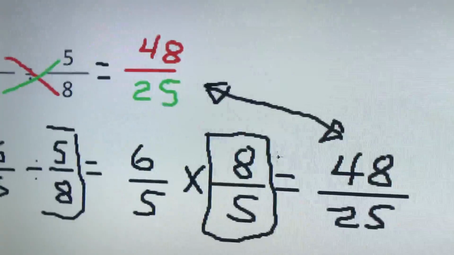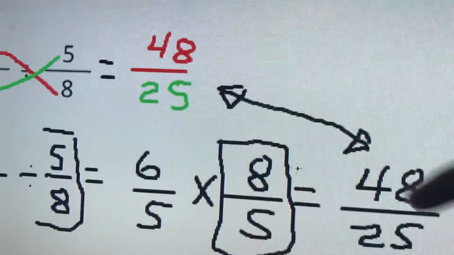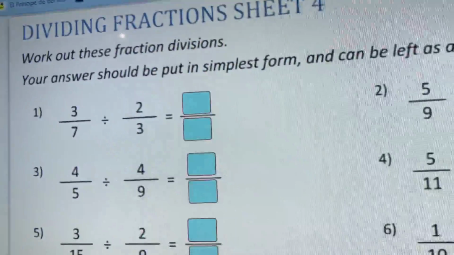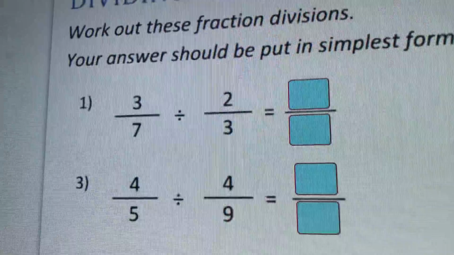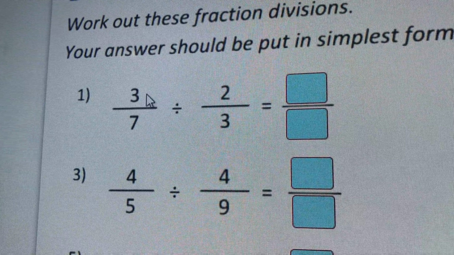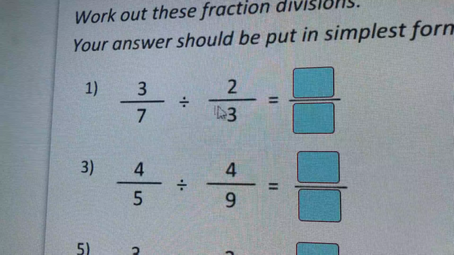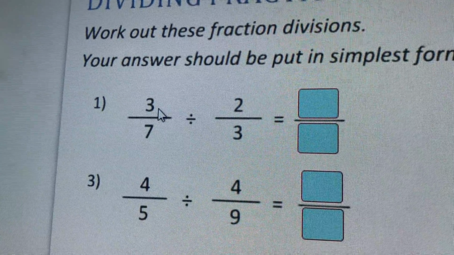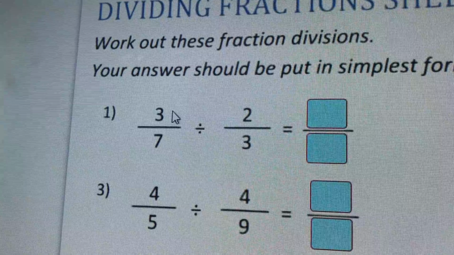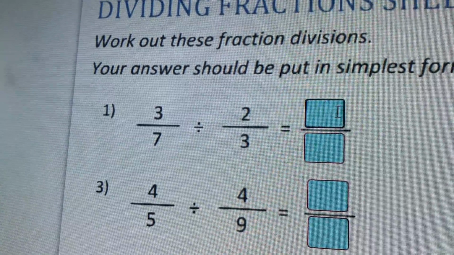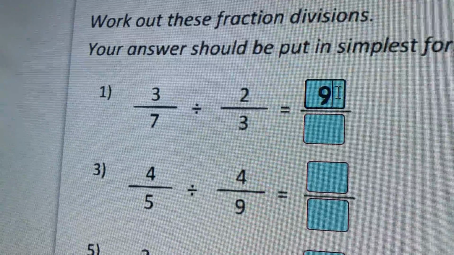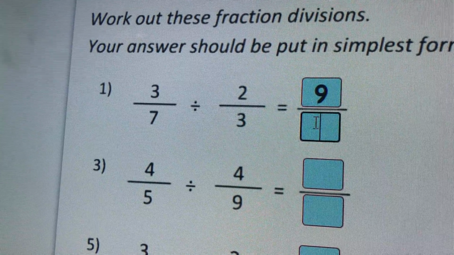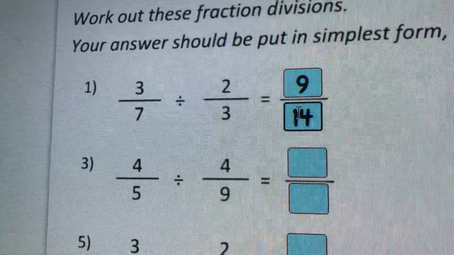All you have to do is choose whatever you like, whatever you understand, and then you go here and do it. Let's do the first one, okay? Whether you do the X or flip it, it's the same thing. Now, I learned it like this when I was a kid. 3 times 3 is 9. There you go. And 7 times 2 is 14. I have them right there.